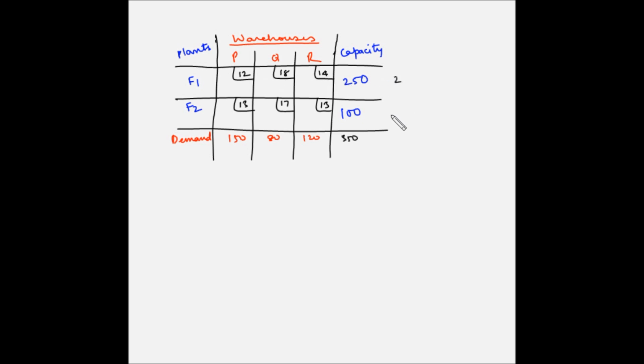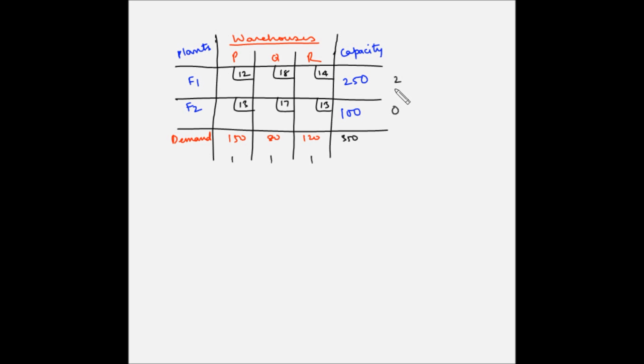For the next row, the minimum is 13 and the next minimum is also 13. So this will be 0. Now for the columns, for the first column it is 13 minus 12, which is 1. For the second column it is 18 minus 17, which is again 1. And for the third column it is 14 minus 13, which is again 1. Now the next step is to select the row or column with the largest difference. So F1, that is the first row, has the largest difference of 2.